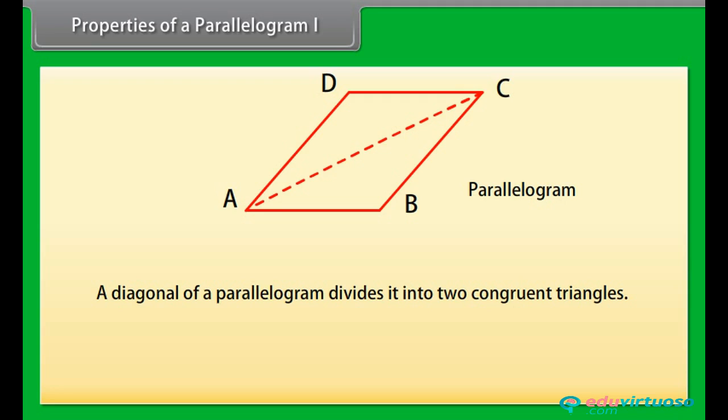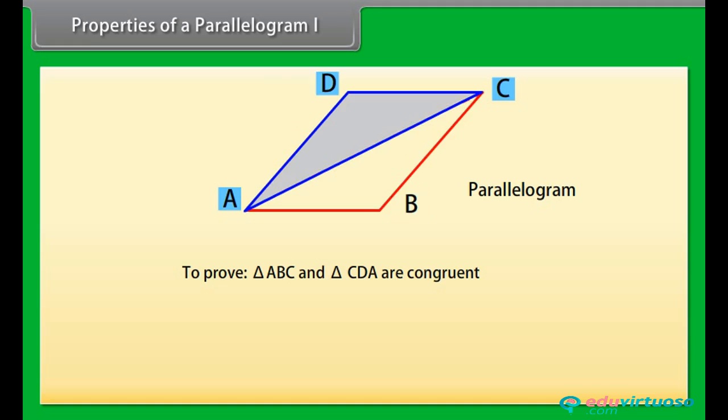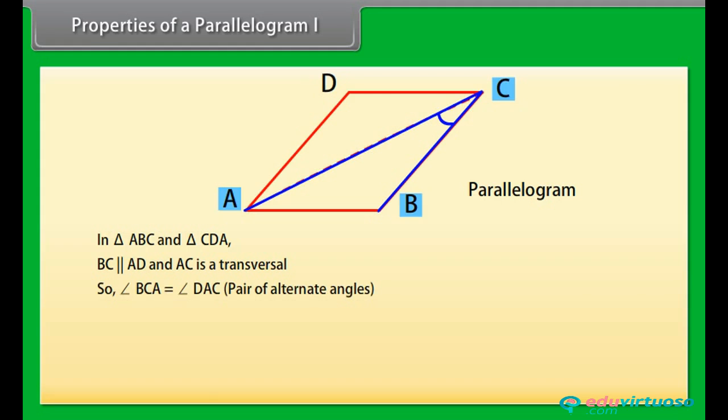Let's prove this theorem. Let ABCD be a parallelogram and AC be a diagonal. We can see that the diagonal AC divides parallelogram ABCD into two triangles, triangle ABC and triangle CDA. We need to prove that triangle ABC and triangle CDA are congruent. We can see that in triangle ABC and triangle CDA, BC is parallel to AD and AC is a transversal. So, angle BCA is equal to angle DAC because these are a pair of alternate angles.